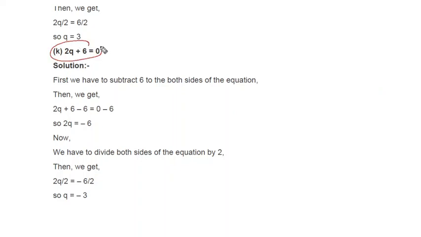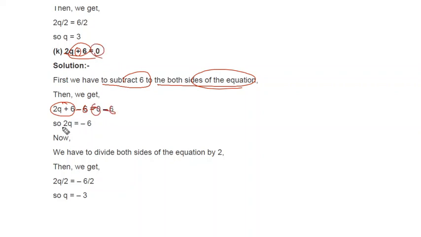2q plus 6 equal to 0. So first thing same, we have to cancel this plus 6. So is it addition? Yes, it's added. So we have to subtract. So subtract 6 from both sides of the equation. Then what we will get? We will get 2q plus 6 minus 6 equal to 0 minus 6. Now plus 6 minus 6 cancel. Only 2q. 2q equal to minus 6.